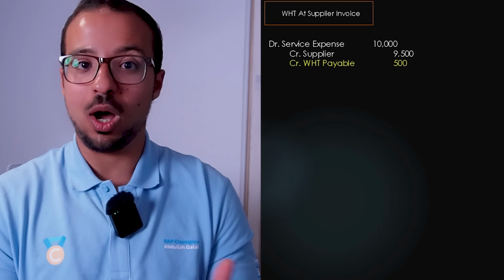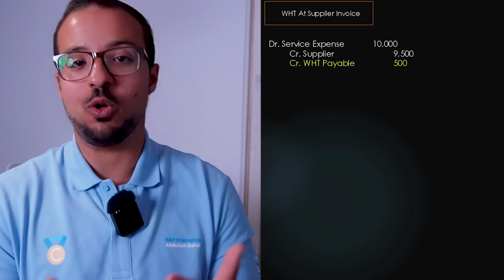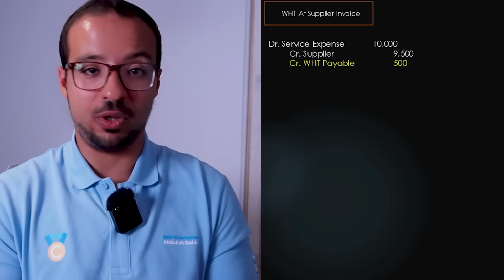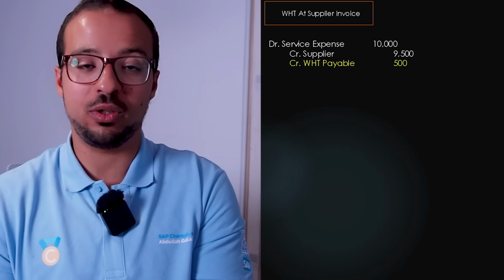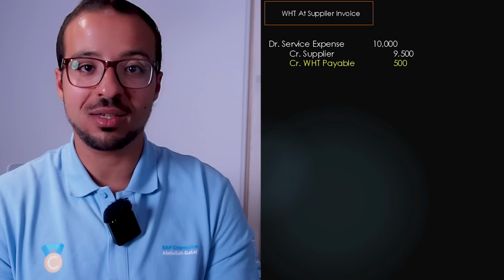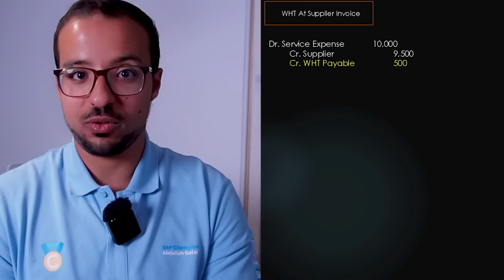So if we look into our example where we are buying a service from a supplier for 10,000 euros, then our debit is going to be a debit to expense for 10,000 euros. And our credit will be a credit to the supplier for only 9,500. And then we have a credit to a withholding tax liability account for 500. This is our 5% withholding tax that we have to submit to the government. So we have recognized our withholding tax when we receive the supplier invoice.